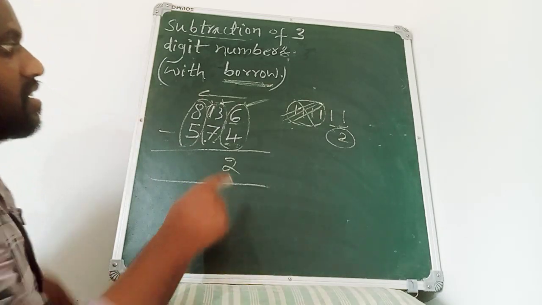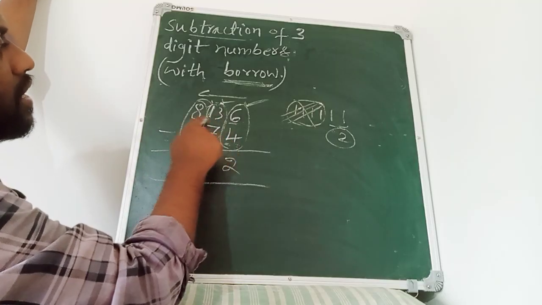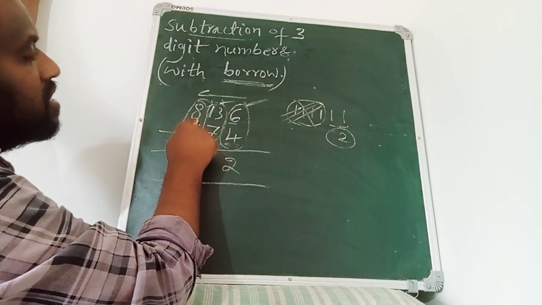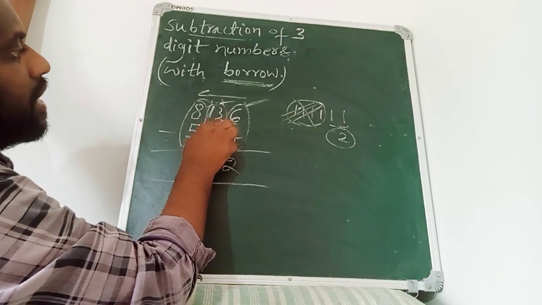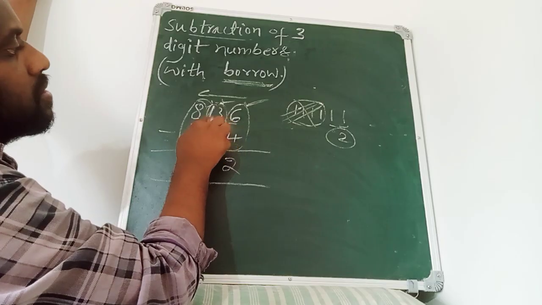Since 3 is a smaller number to subtract the 7, it will take borrow 1 from this 8. When 3 takes 1 from this 8, this 3 becomes 13.